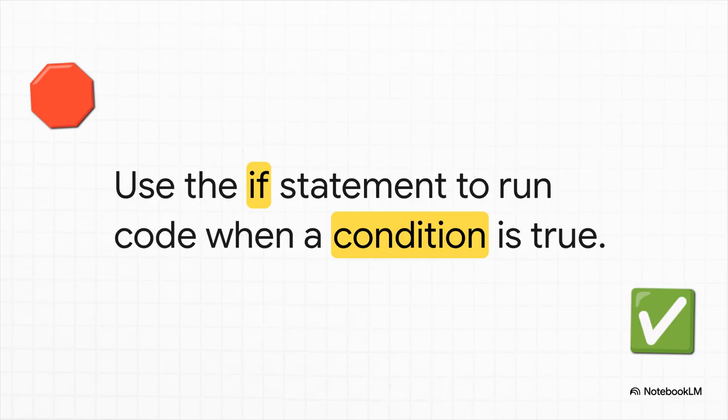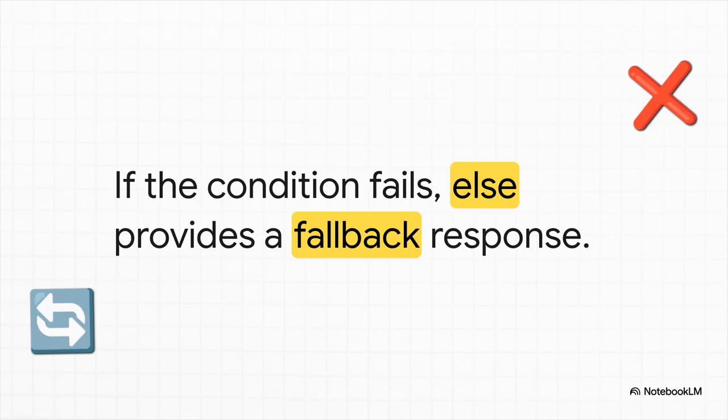Now, if the age is, say, 17, the bouncer steps in. The condition is false, and that print statement is literally just ignored. No entry. But what happens when the bouncer turns someone away? They need something to say, right? That is where the else statement comes in. Take this exam grading example. If marks >= 50, print pass. Else, print fail. That else block, that's our bouncer's fallback response. It's the default action that automatically runs when the initial if condition turns out to be false.